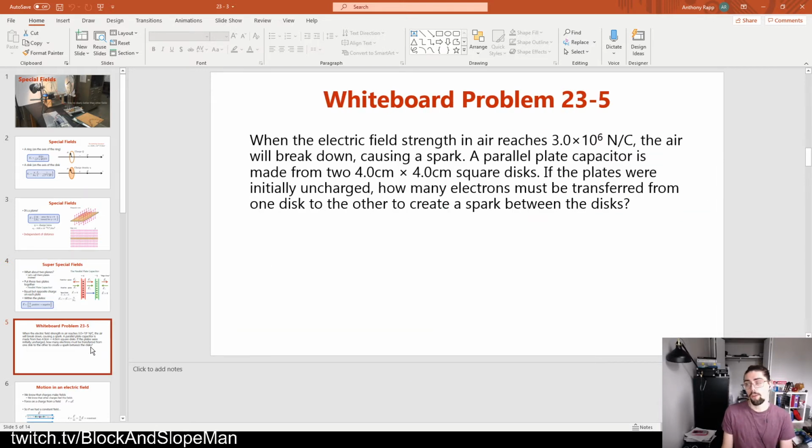Now, we have our first whiteboard problem. And this is loosely called breakdown voltage, which is not a very scientific term. It's more of a fun term that you'll hear sometimes when you're seeing a bunch of sparks fly out of things. One of the places that you might see something similar like this happen, though, is if you have a high current device like a vacuum cleaner, for example.